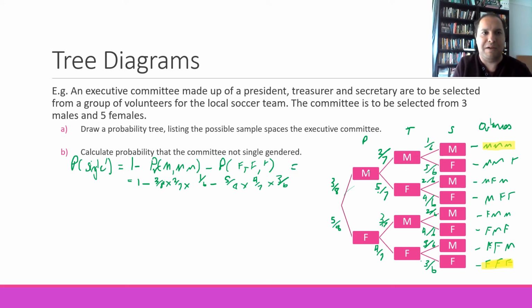And when we put that into our calculator, we get 0.8036 or 80.36%. So what that means is if we're randomly selecting this committee, there's a just over 80% chance that there's at least 1 male and 1 female on this particular committee.